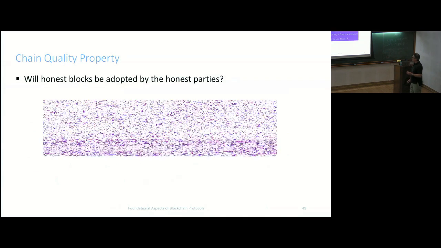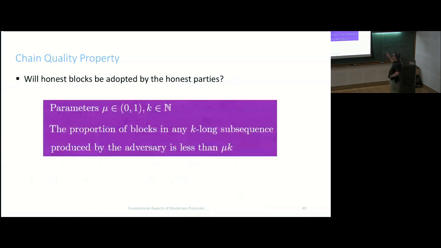Chain quality, I don't have a picture for this, but this is saying, honest parties are doing the work. Will the corresponding blocks be accepted into the blockchain? And we have this parameterization, mu and k. So k is, you take a k-long subsequence, and you want to think about the fraction that the adversary might have. And we want the content introduced by the adversary to be less than mu k. So you have this property.